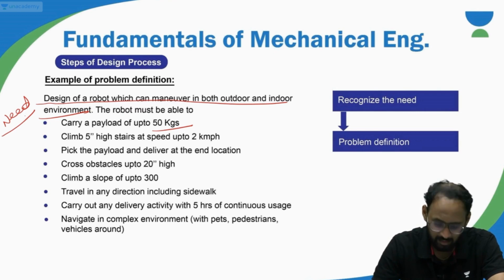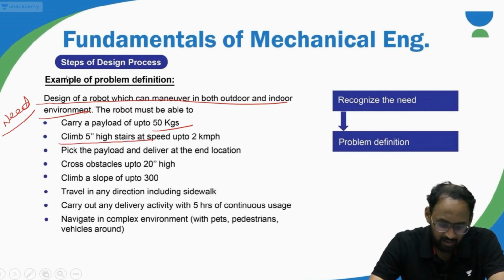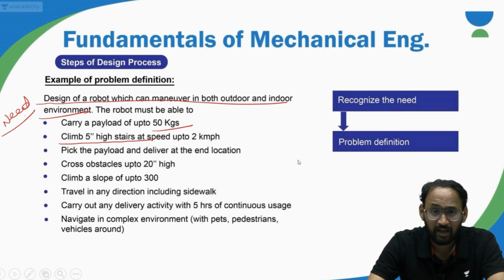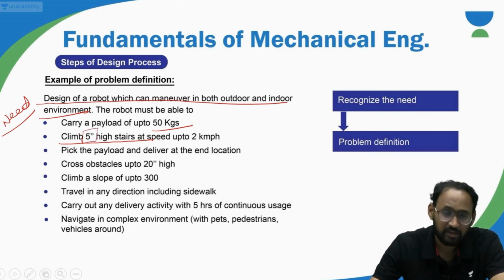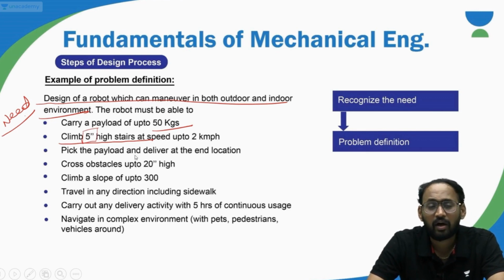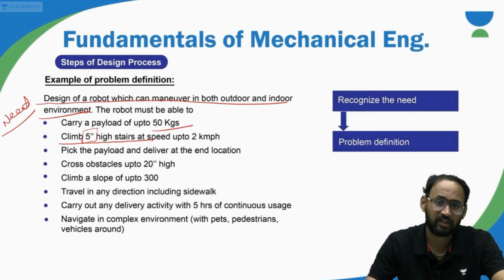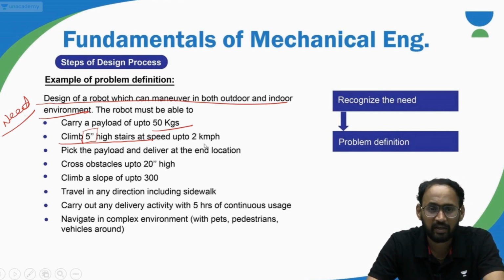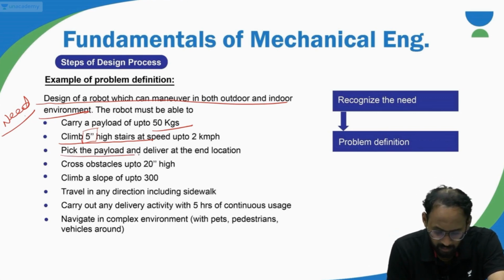And then it must climb high stairs, up to 2 kilometers per hour. So here I am more specific in terms of the height of the stair, and at what speed the robot is going to climb. Then pick the load and deliver at the end location.